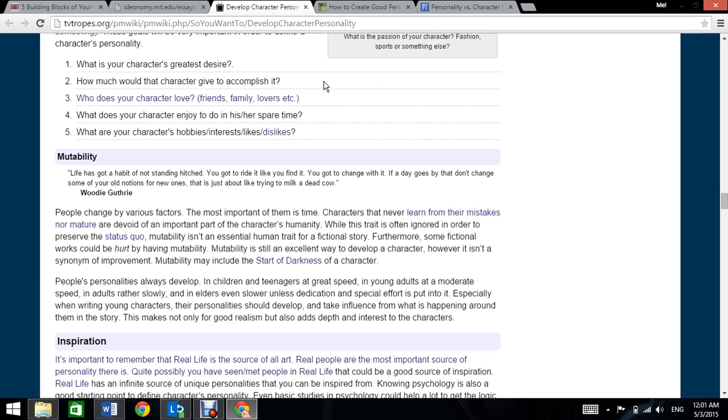Who does their character love? Who are important people in their lives? What do they enjoy doing in their spare time? That's a really important part of their character. Your character has to have some kind of hobby, even if it's video games or watching paint dry. There's some characters out there, man. Hobbies, interests, likes, and dislikes are all really important parts of a character.